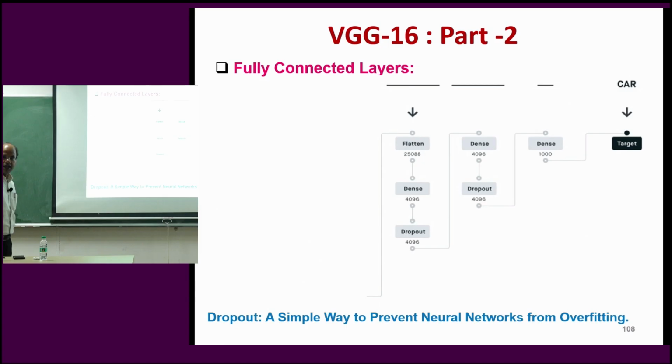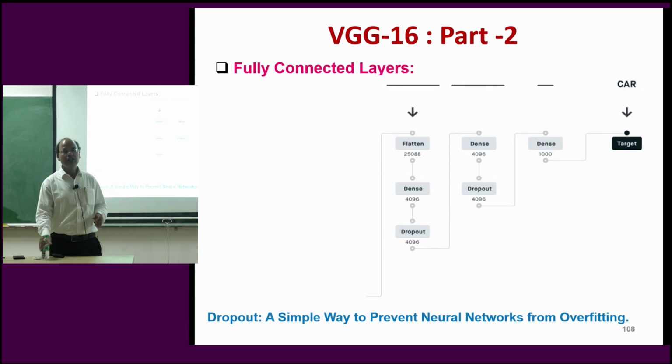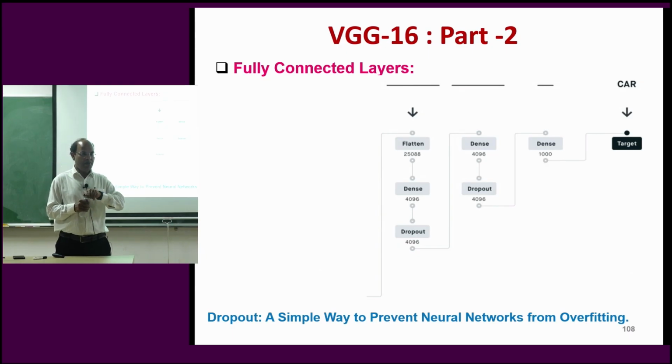Next are the fully connected layers. First we need to do flatten. For flatten, I told you a very simple concept yesterday: the 2D matrix needs to be converted into a column vector, because the fully connected layer is nothing but an ANN, an artificial neural network, which always accepts data in column vector form. So we need to do the flatten operation.